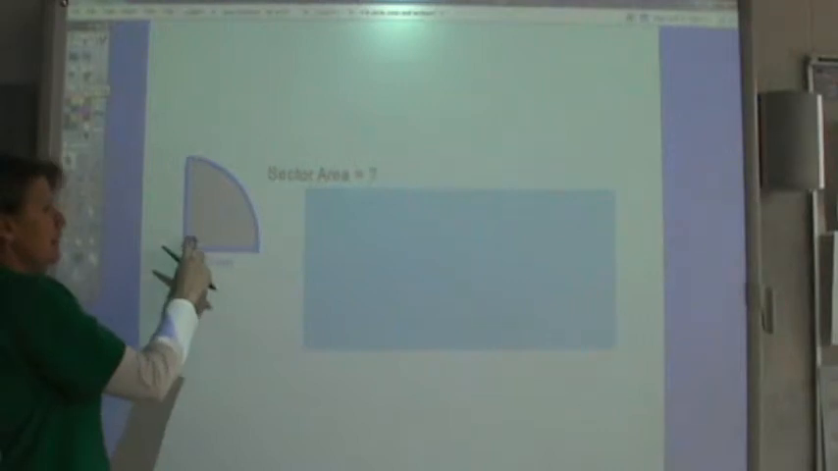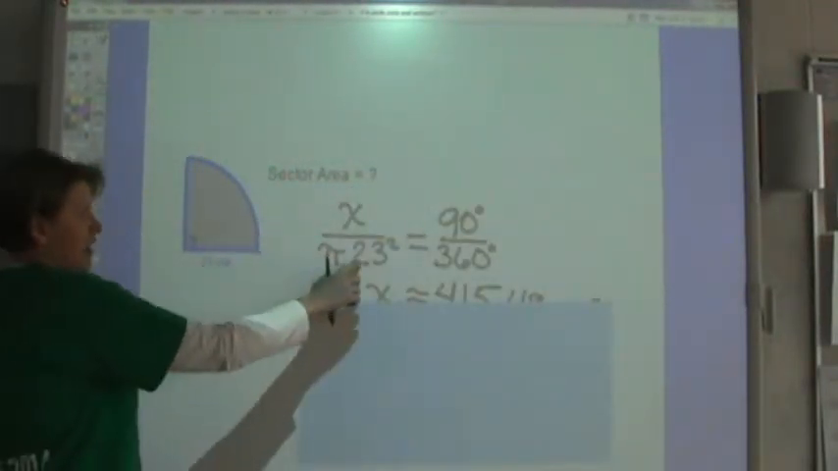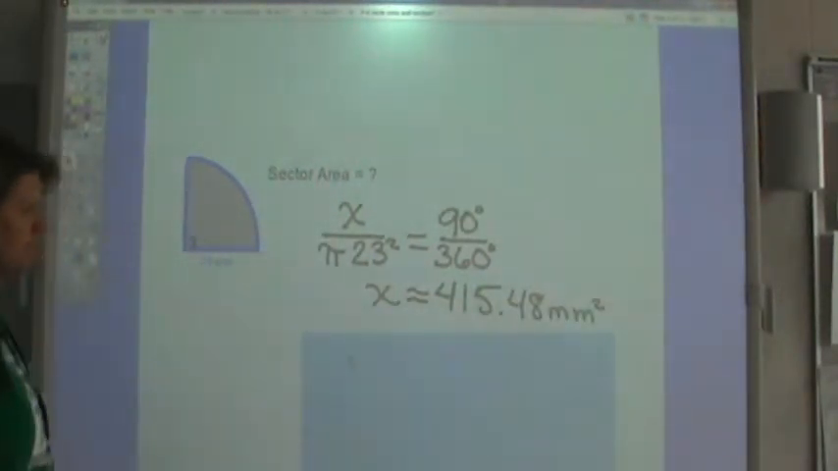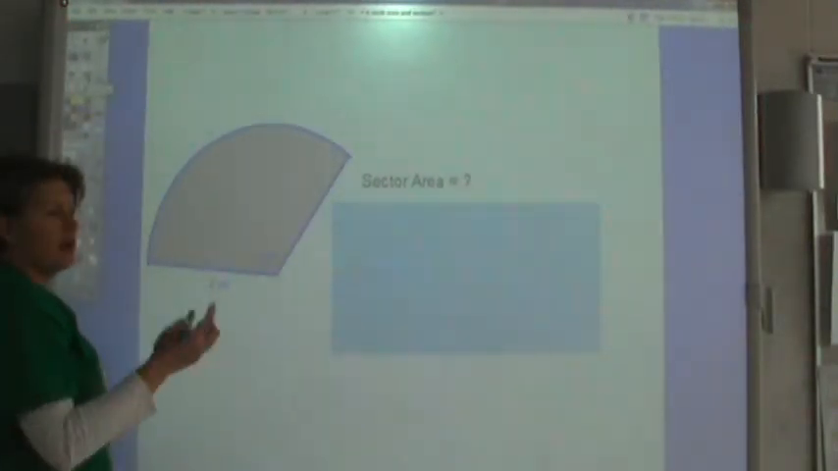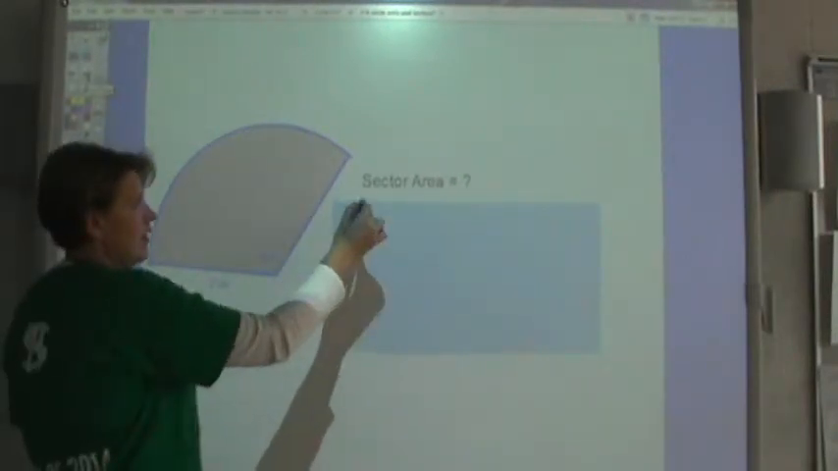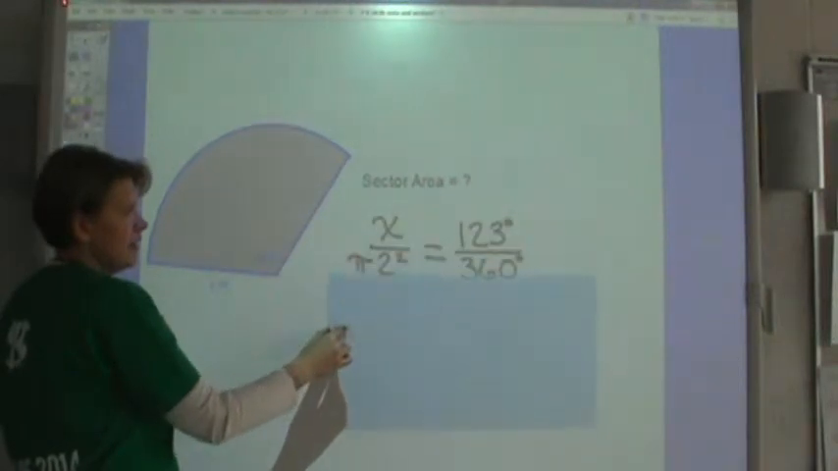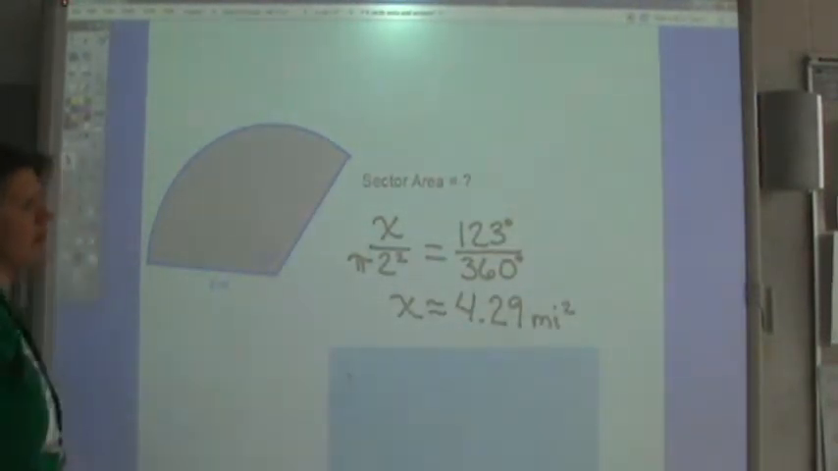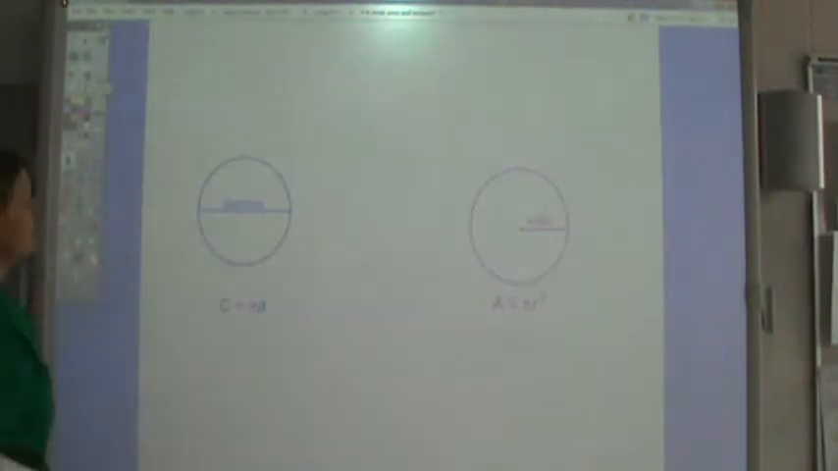Okay, so for this one, our angle is going to be 90. And then we have pi r squared, my radius is 23. Cross multiply, and you get 415.48 millimeters squared. Pretty straightforward, actually. All right, so x over pi times 2 squared equals the 123 over your 360. Cross multiply, we get about 4.29 square miles.